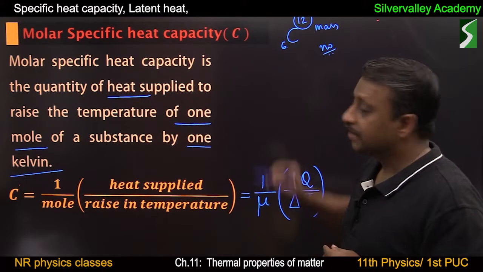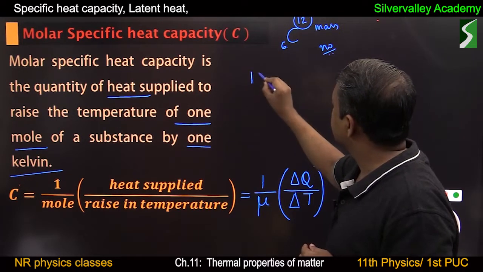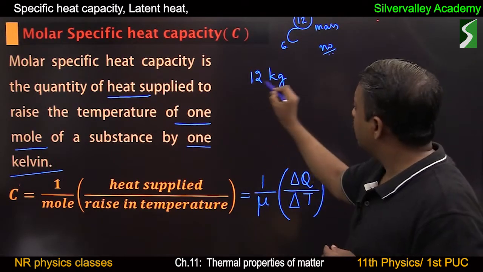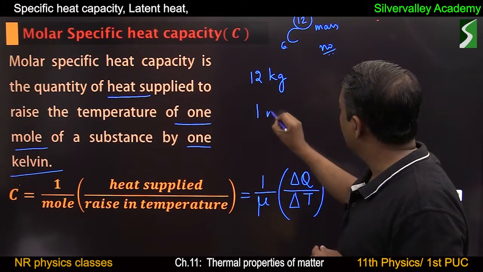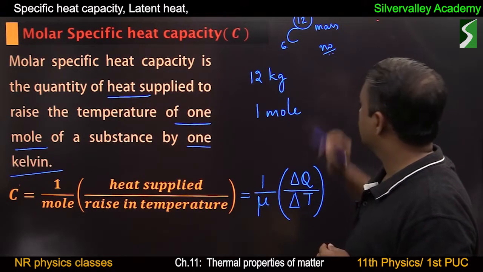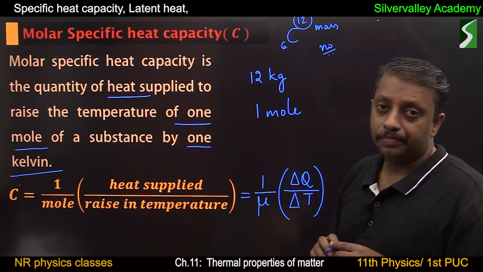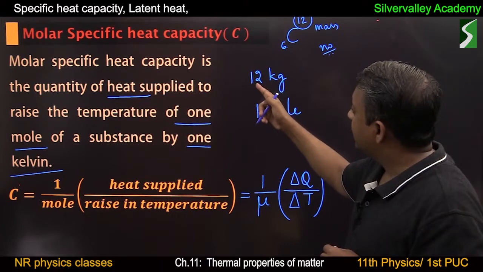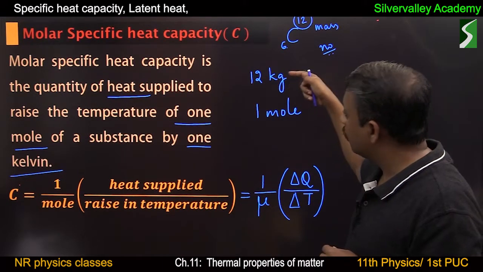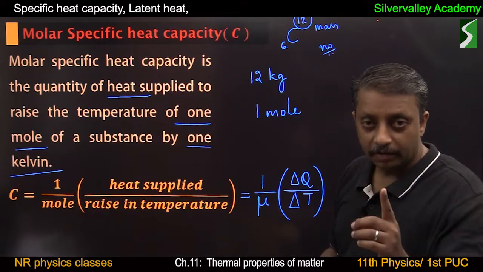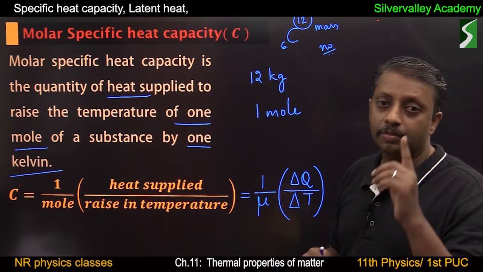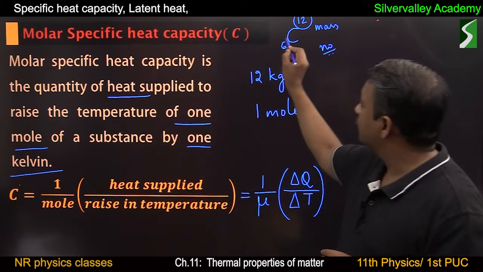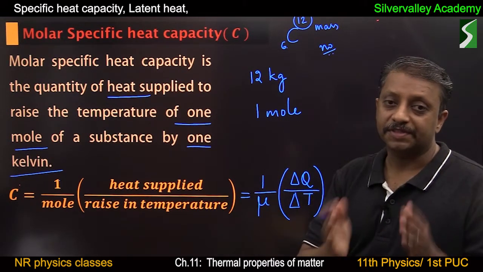If carbon 12 is used, then consider 12 kg of carbon 12. 12 kg of carbon 12 is 1 kg mole. Since we are using SI units, the amount of heat required to raise the temperature of 12 kg of carbon, nothing but 1 mole of carbon, by 1 Kelvin is the molar specific heat capacity of carbon. This is how we have to use molar specific heat capacity.